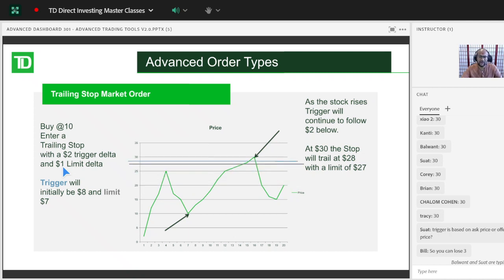Okay, so now what happens is the stock goes up to the same level as it did previously. So it goes up to $30. Now with $30, I don't know if everyone's seen this.